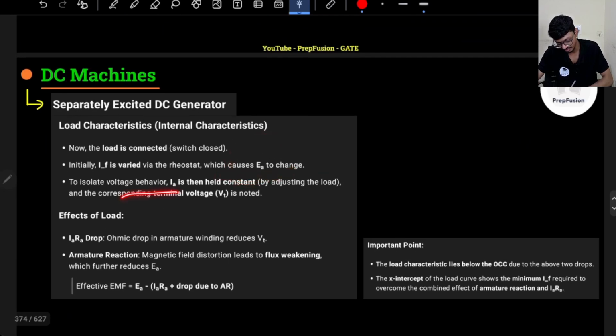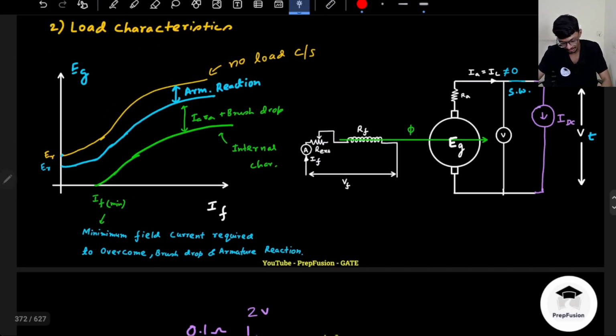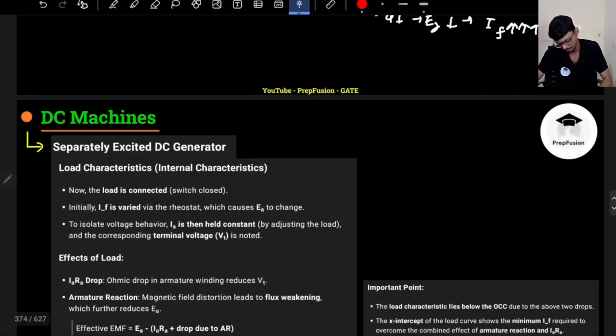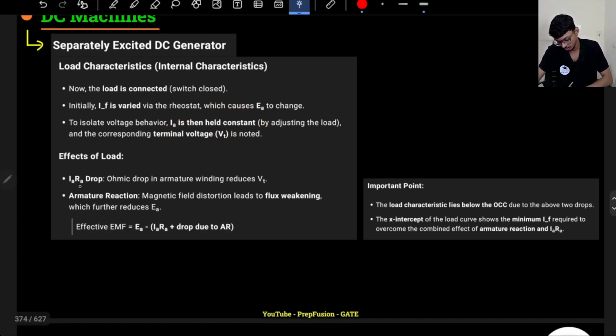To isolate voltage behavior, IA is held constant. Here we have connected a constant current source, but we can make IA constant in different ways. So here they have done something else. By adjusting the load also, you can make the IA, the armature current, constant, and the corresponding terminal voltage is noted. So there are mainly two drops. One is the IARA drop, and the other is the armature reaction drop. Effective EMF will be reduced due to the IARA drop and the drop due to the armature reaction.